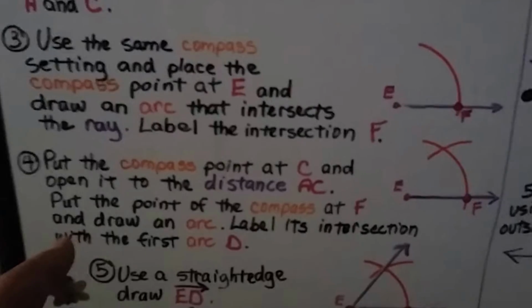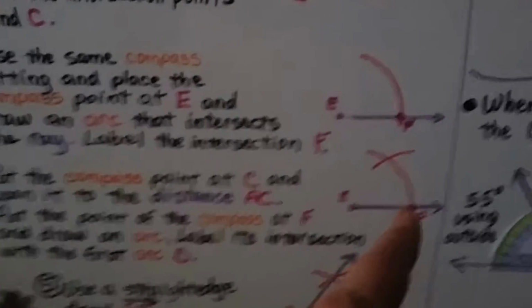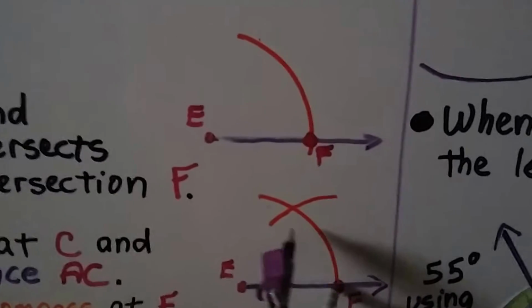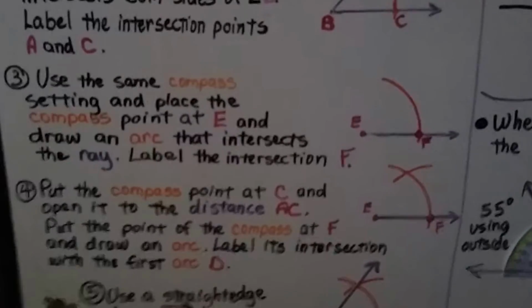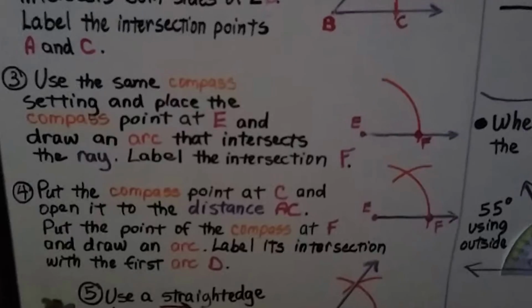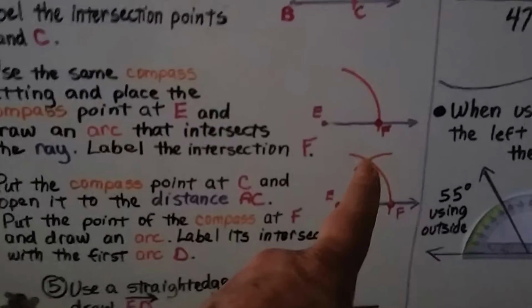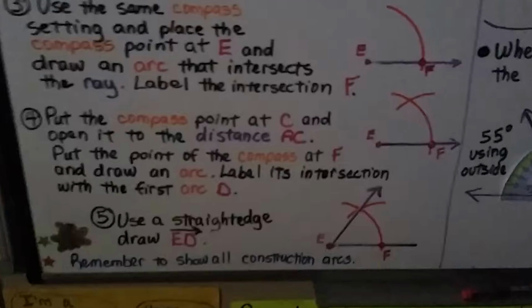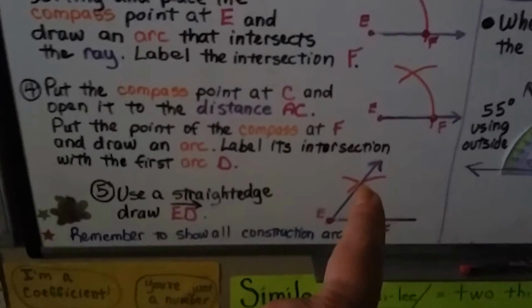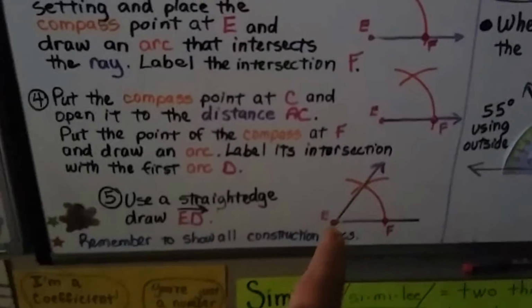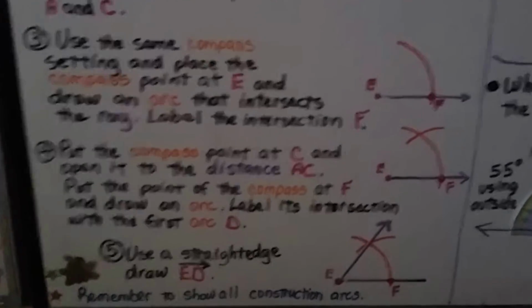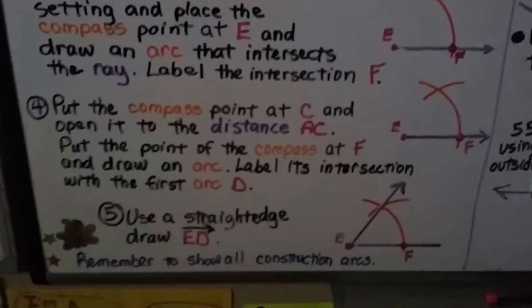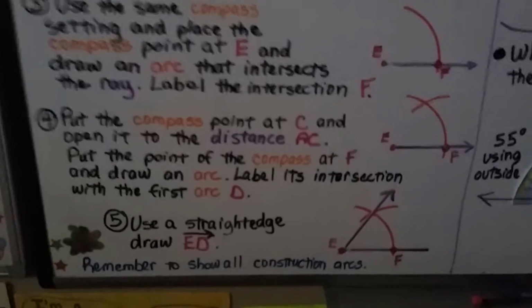We put the point of the compass at F on our ray that we drew. So we're going to put it right here, and we're going to make an arc just like this. See? We draw the arc, and then we label its intersection with the first arc as D. So that would be point D. Then we use our straight edge to draw a line from that intersection, that point, to E. And we now have a congruent angle to B. Just remember to show all your construction arcs when you're doing this, okay?